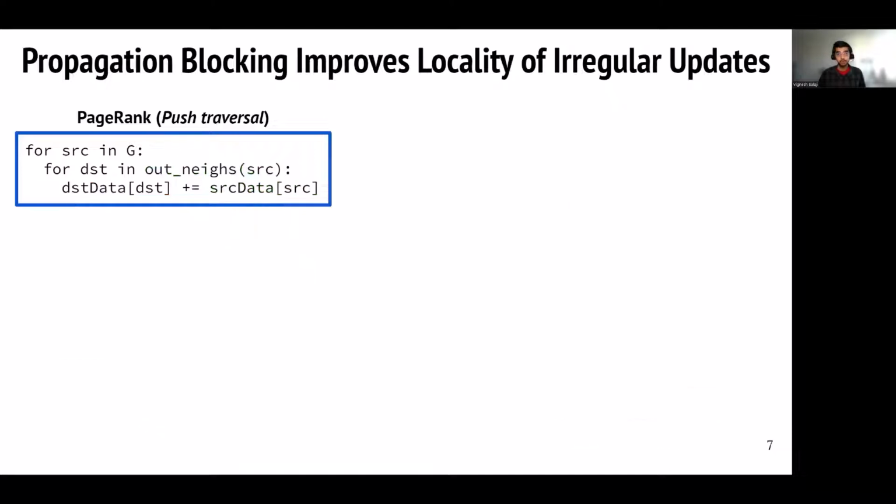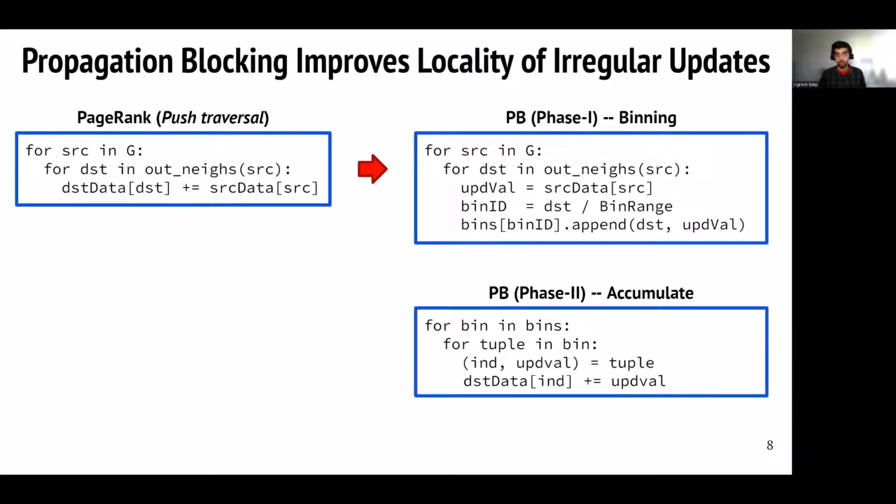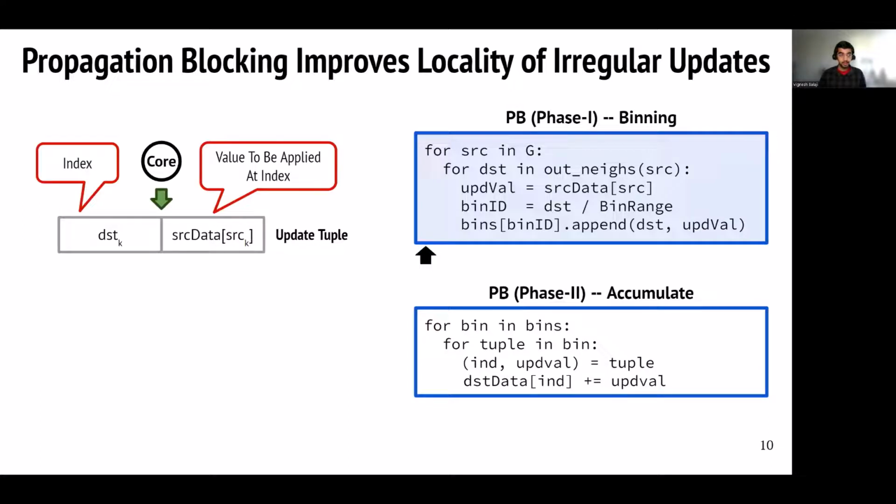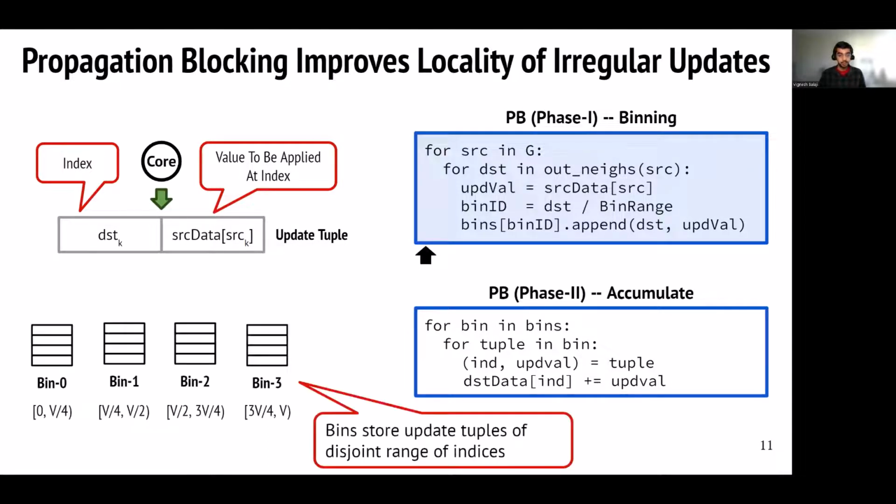So the way propagation blocking improves such a workload is by dividing the execution into 2 phases, binning followed by accumulate. In the first phase, binning, the core essentially does not perform any irregular updates. It only generates update tuples. An update tuple is a collection of an index location and the value that needs to be applied at a particular index location. For each of these update tuples, the core writes them into one of many data structures called bins. The key defining property of a bin is that they store update tuples for disjoint ranges of indices.